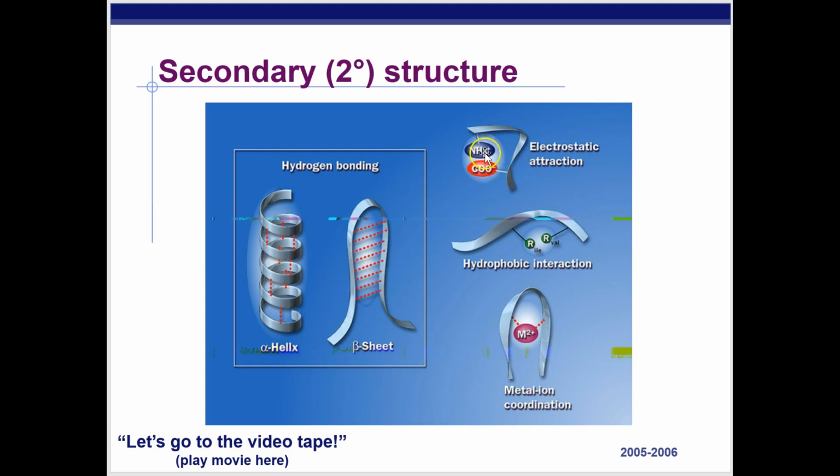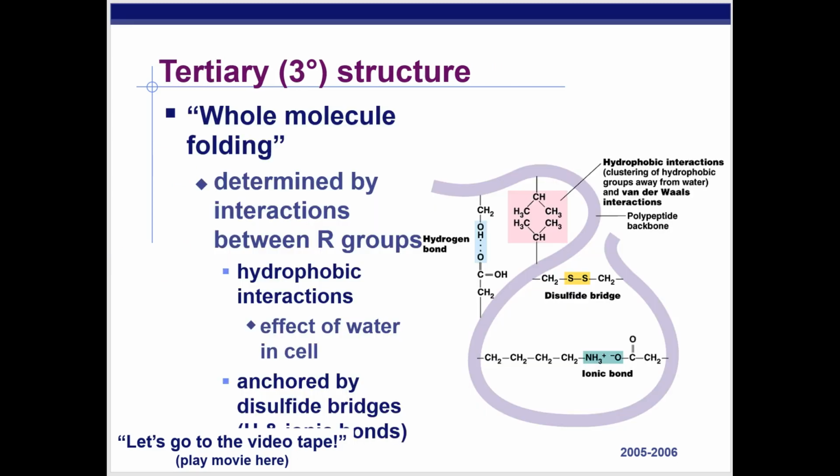Here's an electrostatic interaction between the N terminus and a C terminus, and because of it, this kinks up and forms a very specific kind of bend. Here's a hydrophobic interaction between two hydrophobic R groups, two amino acids. It causes a slight curvature. Likewise, there's a metal ion coordination. So all these are local folding. That's secondary structure due to hydrogen bonds or weak interactions.